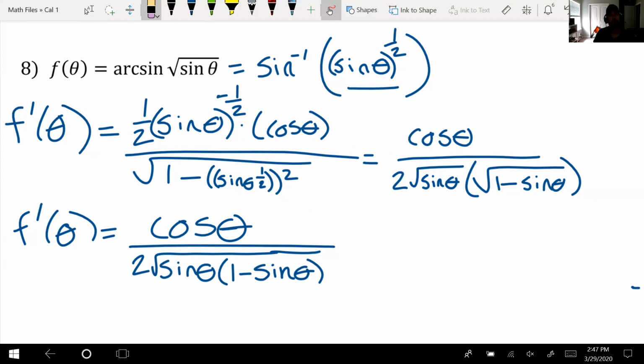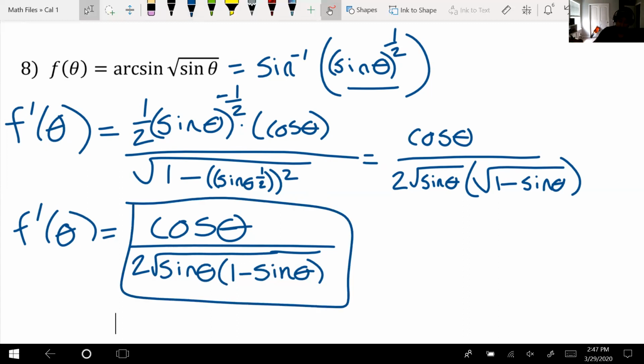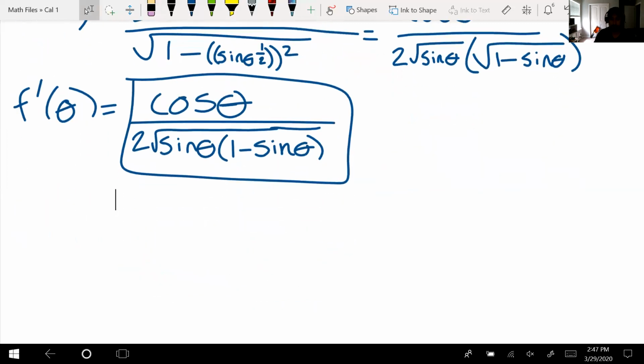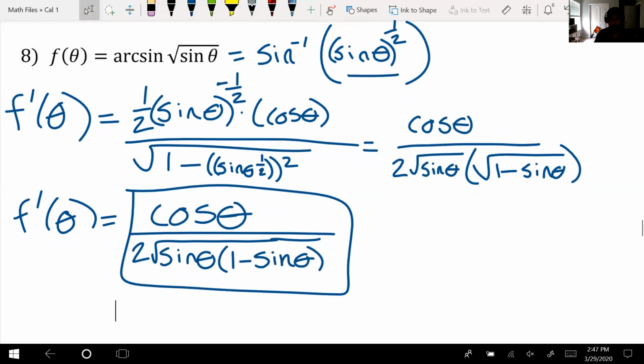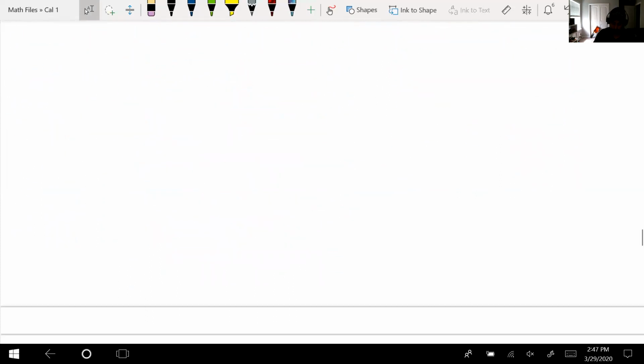Yeah. Because sine 2 theta is 2 sine theta cosine theta. And that's, nope. Okay, nope. We're good. That's done. You're welcome. Done. Looking good, looking good.